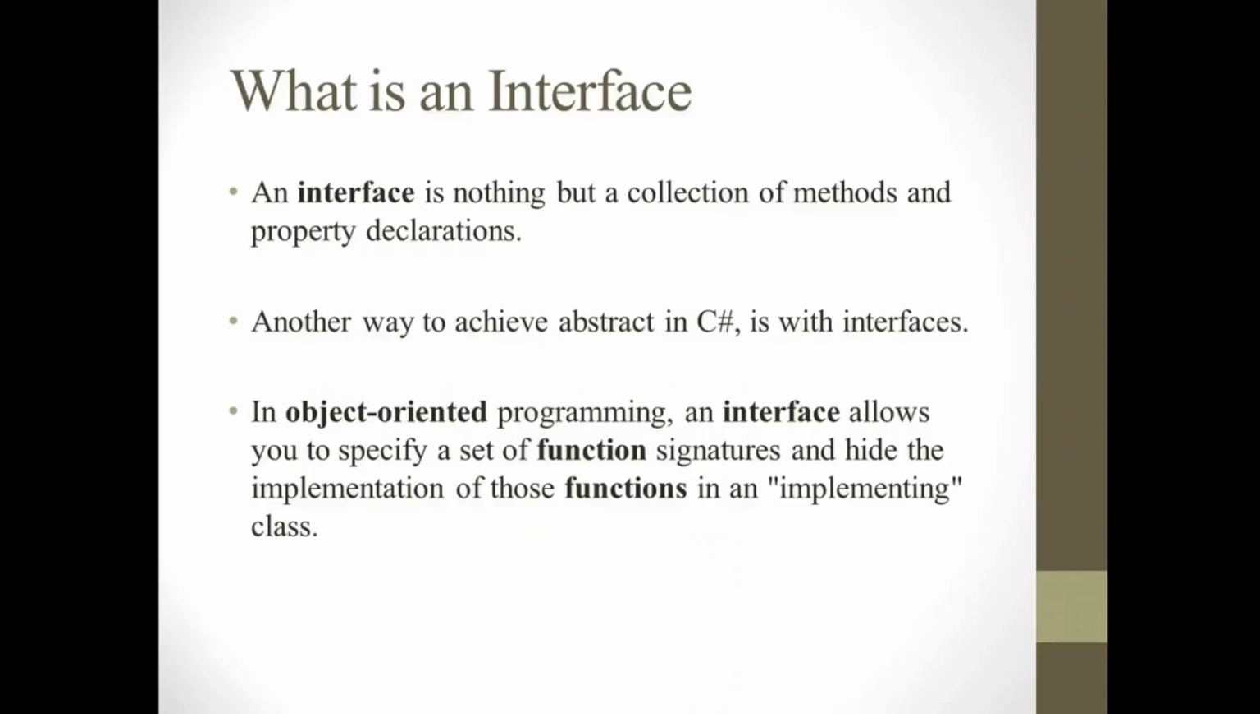Interface in C Sharp, that is, what is an interface? An interface is nothing but a collection of methods and property declarations. It is another way to achieve abstraction in C Sharp. In object-oriented programming, the interface allows you to specify a set of functions, the function signatures, and hide the implementation of those functions in an implementing class.